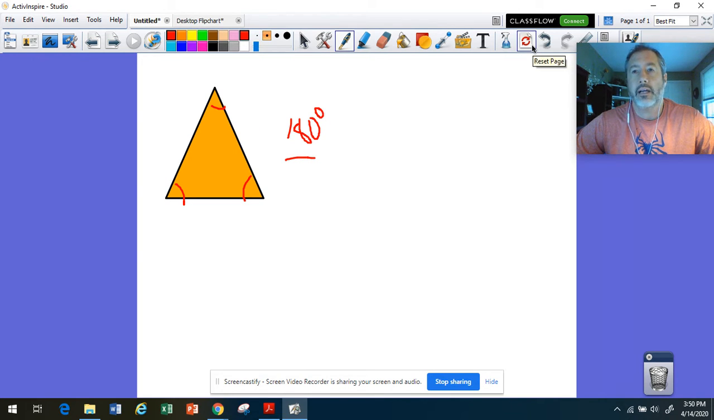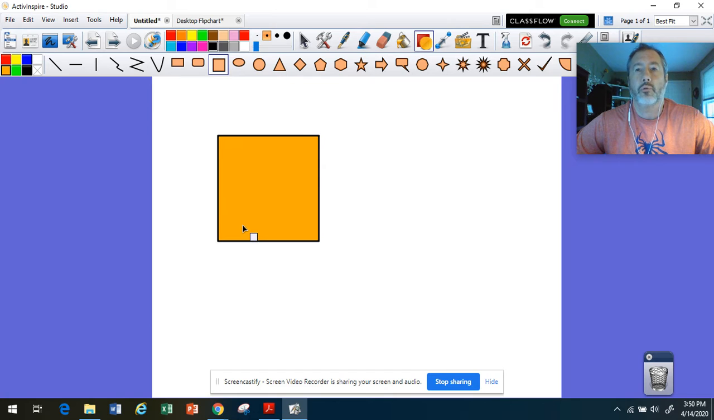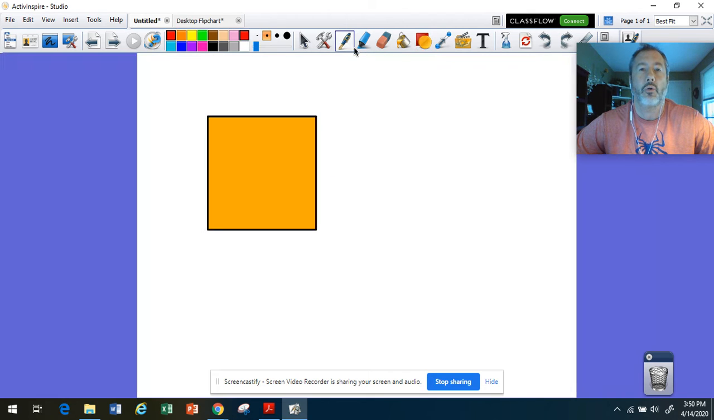Well, let's look at another example. How about a rectangle or a square or a trapezoid? Those are quadrilaterals because they have 1, 2, 3, 4 sides. Let's just take this example of our square here. A square has 4 90-degree angles.